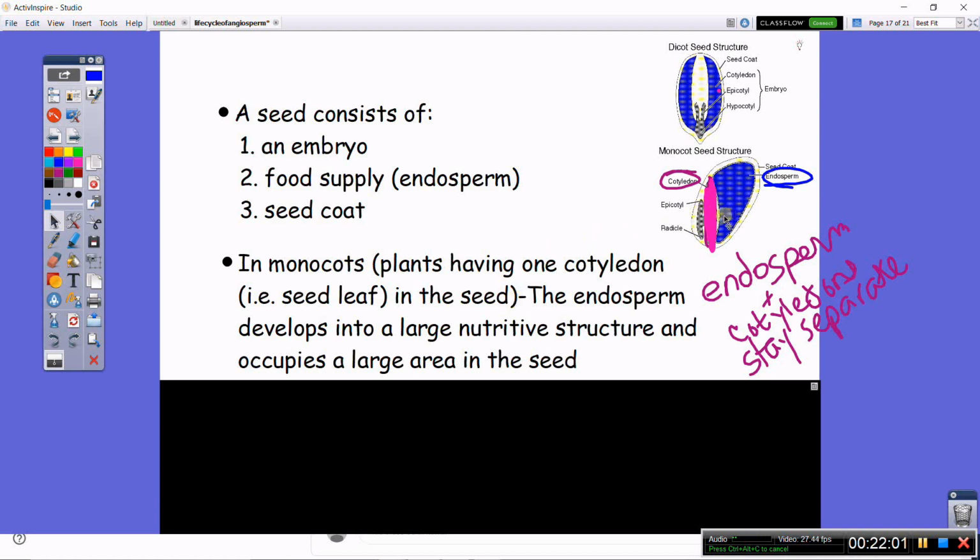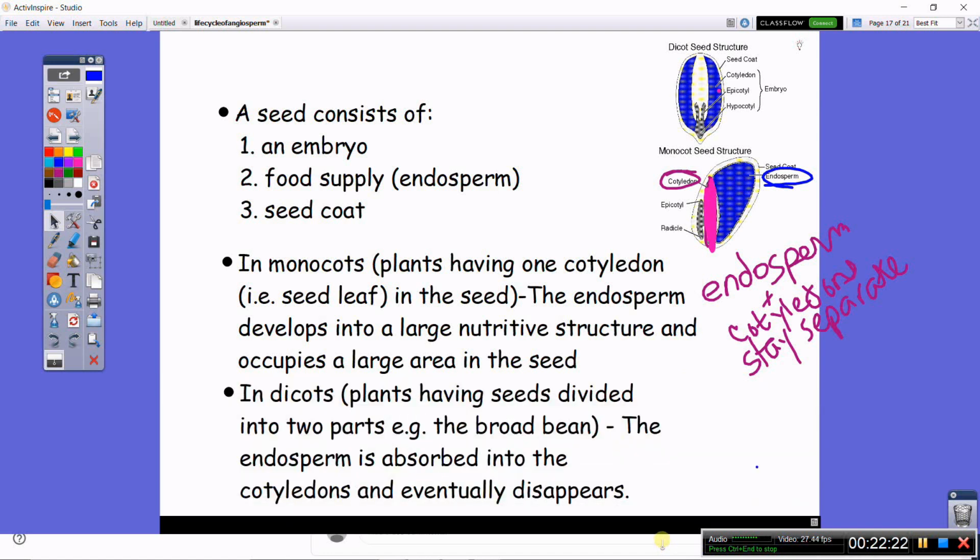So what I wrote out to the side here is that endosperm and cotyledons stay separate. So this is your cotyledon. Remember in the corn, that's the little white thing that's in your corn kernel. And this is endosperm. They stay separate. Okay?